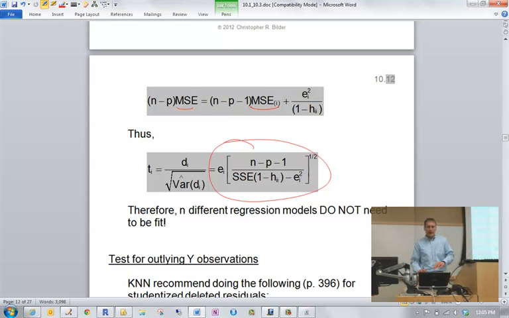So now this T sub i has a T distribution with n minus p minus 1 degrees of freedom. Remember, a studentized residual had n minus p degrees of freedom. Why do I have n minus p minus 1? Because essentially there's one less observation. We removed that one particular observation.